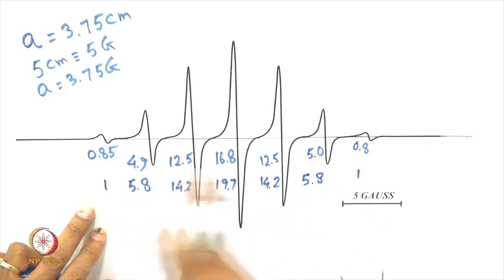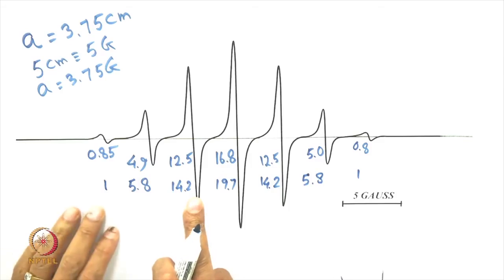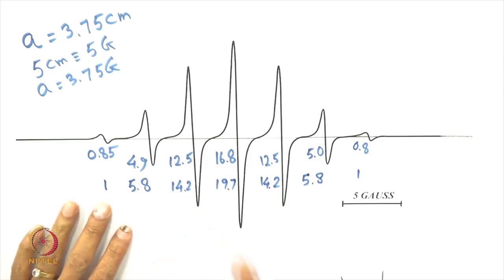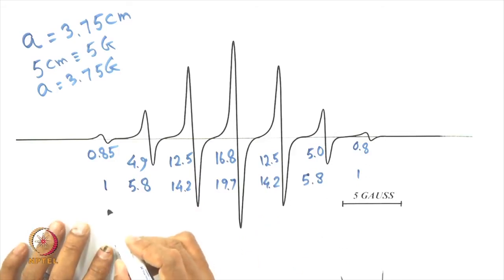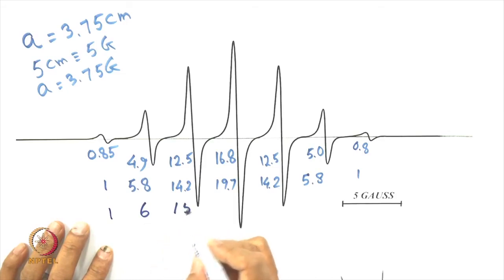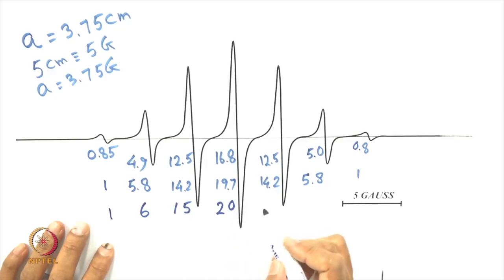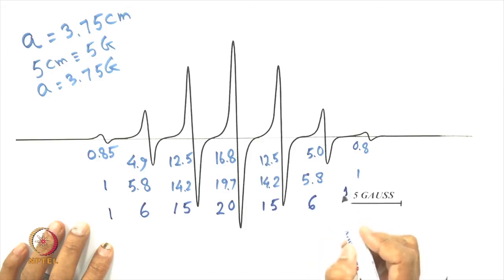Okay, so now these numbers we round so that we can get the values that a Pascal triangle can give, either for spin half or for other nuclei. It is very obvious that the numbers that match very nearly to the Pascal triangle corresponding to spin half nuclei are 1, 6, 15, 20, 15, 6, and 1.